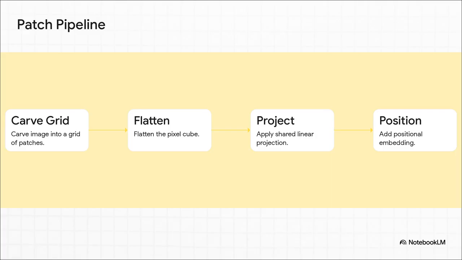Let's peek under the hood at the actual pipeline. Take a standard 224 resolution image. First, we carve it into a 14 by 14 grid, giving us 196 patches. Next, we take one of those 16 by 16 patches, which, remember, has 3 color channels, so it's really a cube of 768 pixel values, and we flatten it. Then, we apply a shared linear projection to map it to our model's hidden dimension. And finally, we add a positional embedding. This is absolutely crucial, because without it, the transformer has literally no clue if a patch is the sky at the top left or the grass at the bottom right.